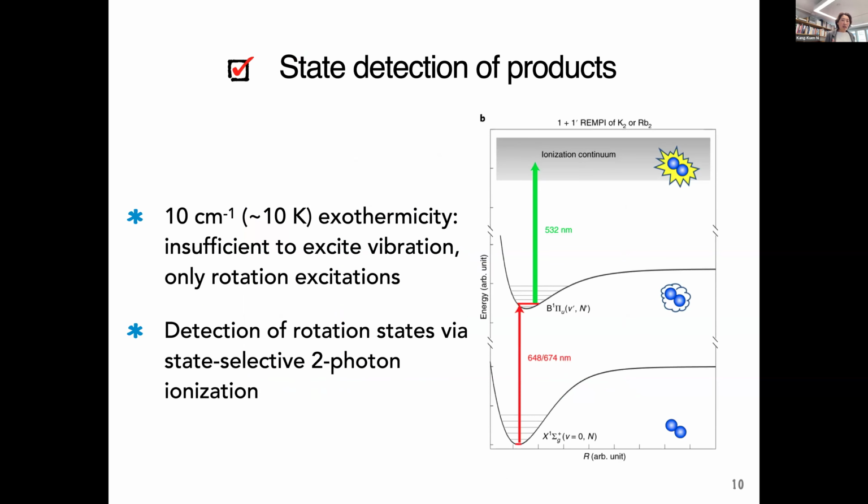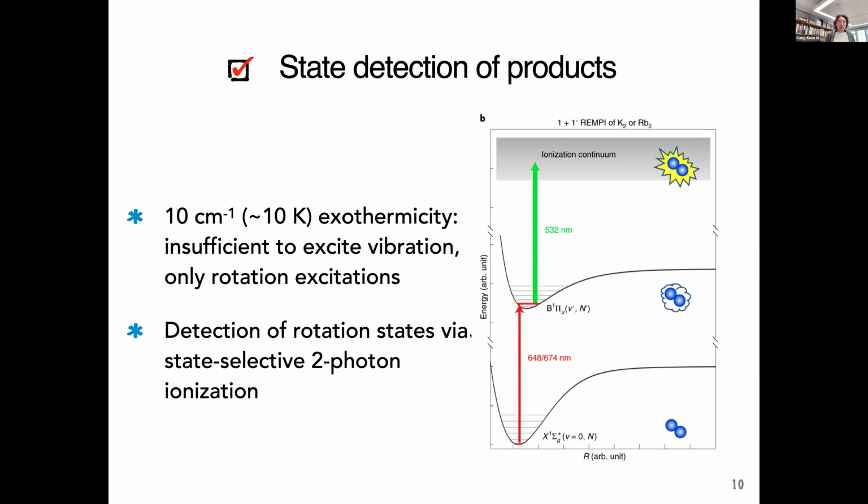Now, with such reactions, we can begin to think about detecting the quantum state of the product. And it turns out for these reactions, the exothermicity is quite low. It's only about 10 wavenumbers, or equivalently 10 Kelvin. So it's insufficient to excite vibration, and only excitation in rotations is allowed, which makes it possible to map out all the quantum states, all the rotational excitations of such a chemical reaction.